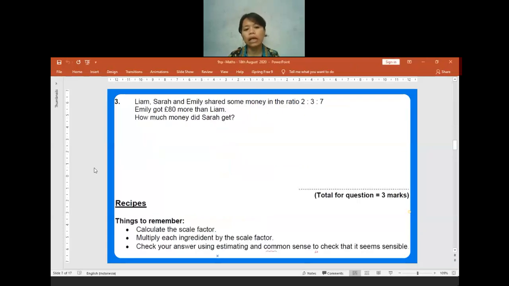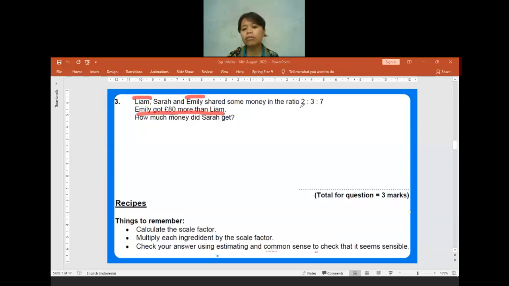For question 3, there are 3 people, Liam, Sarah, and Emily. They are sharing money in the ratio 2 to 3 to 7. Emily got 80 more than Liam. There is a word "more than," so you need to check the ratio for Liam and also Emily. Emily got 80 more than Liam.